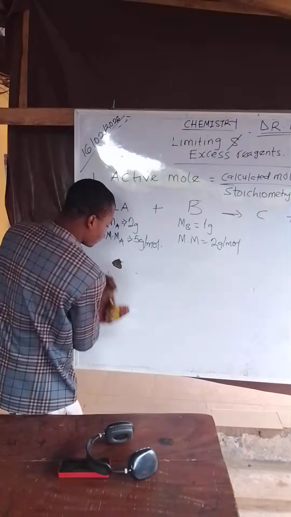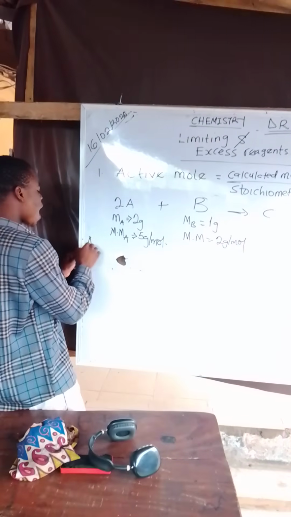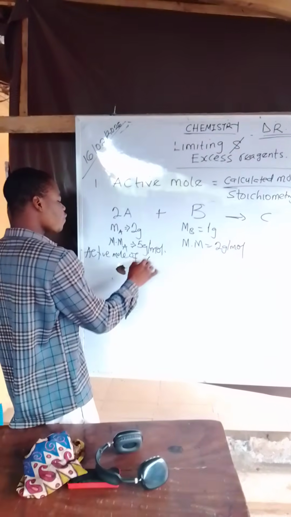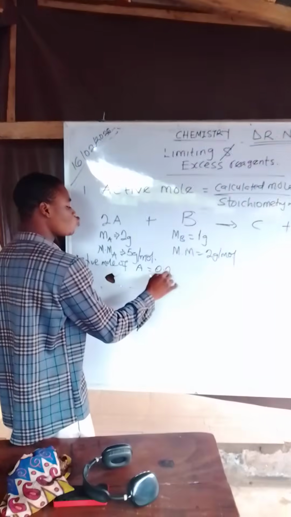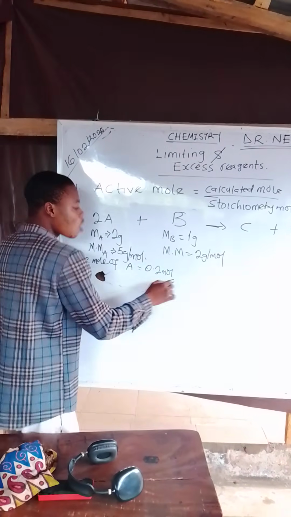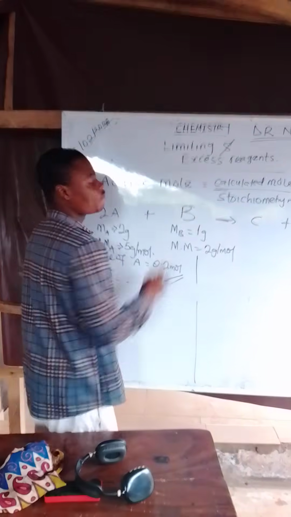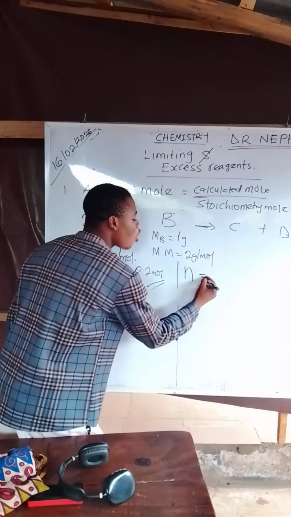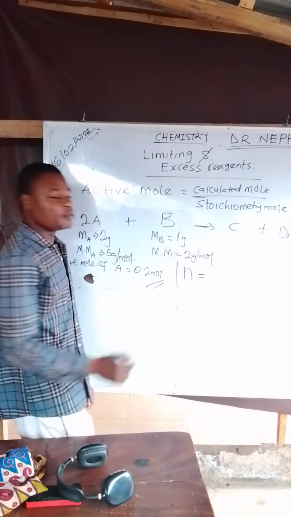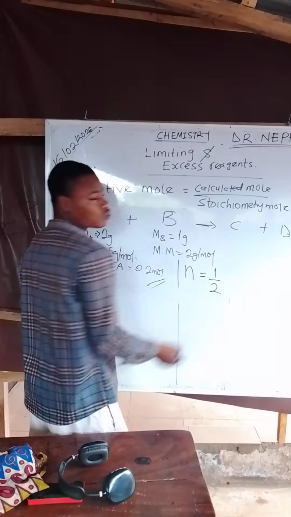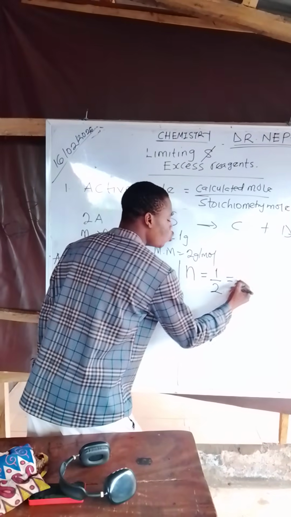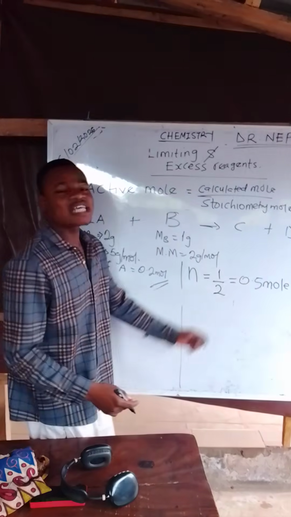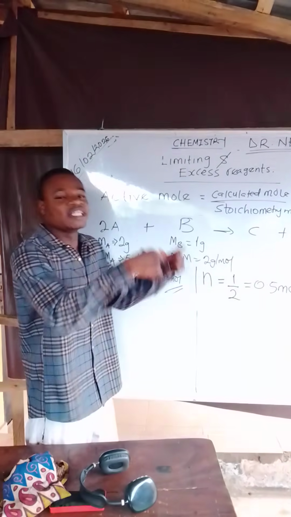Don't forget that the active mole of A is given as 0.2 mole. Alright, now let's do the same thing for B. Number of mole of B equals the mass of B over the molar mass of B. 1 over 2, and 1 over 2 equals 0.5 mole. What I calculate here is called calculated mole.